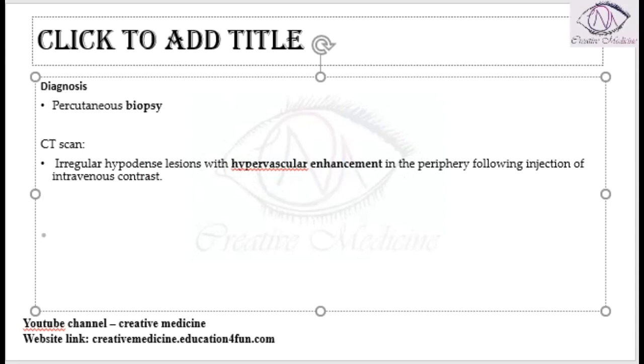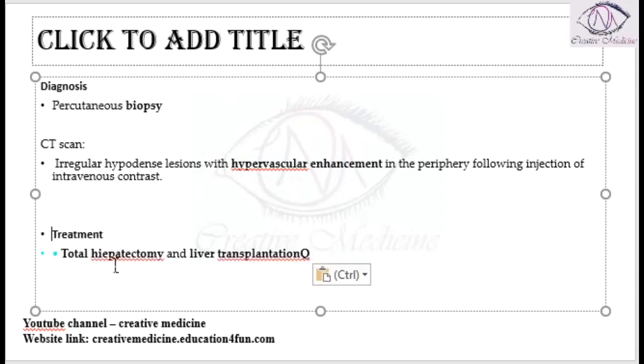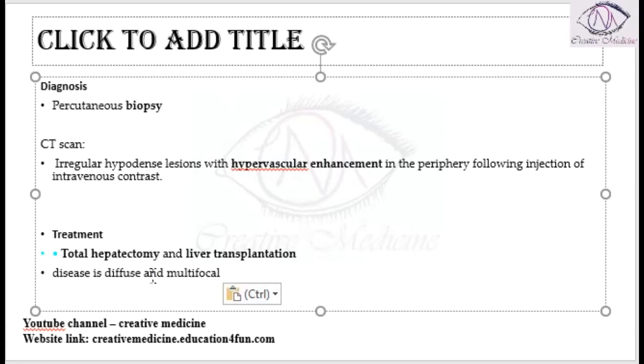Then treatment. Because it is a tumor of the liver, a total hepatectomy can be done, where the total liver is resected followed by liver transplantation. You cannot do a hepatic resection, because epithelioid hemangioendothelioma is a diffuse and multifocal disease. You will have to do a total hepatectomy.